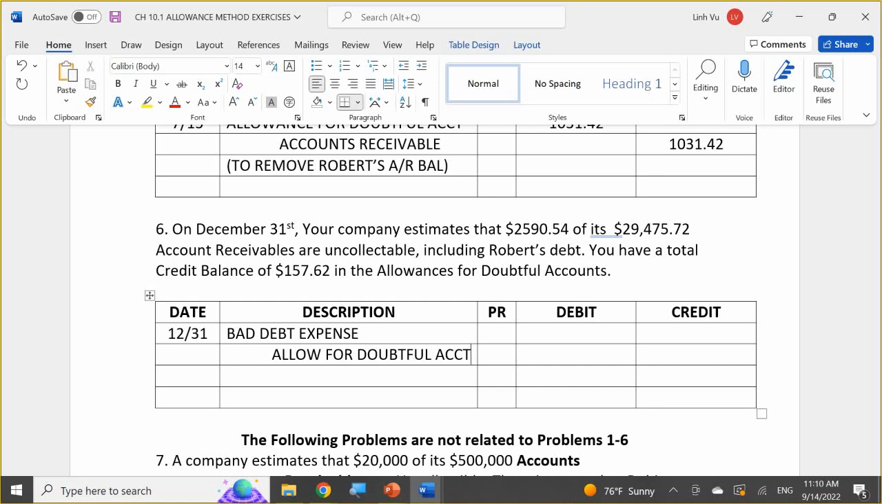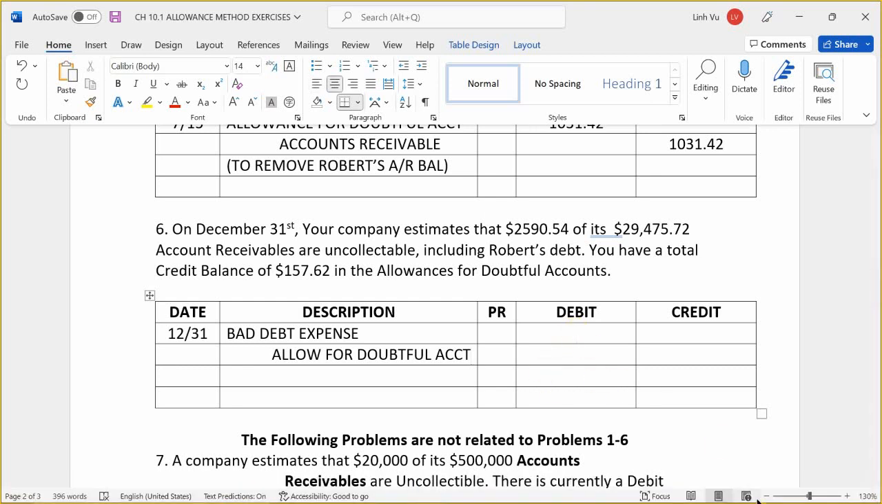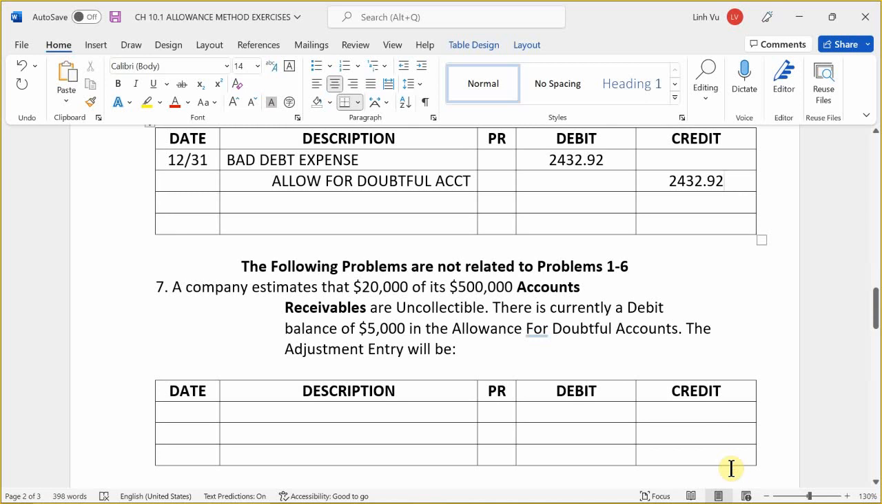Because we're estimating how much we need to get rid of, this means this is your ending balance in your allowance for doubtful accounts. But how can you get there when you currently have a credit balance? Because you're already on the right side, how many more do you need to go? That is exactly correct. So what is the total amount? 2590.54 minus 157.62 is $2,432.92. Yes, good.